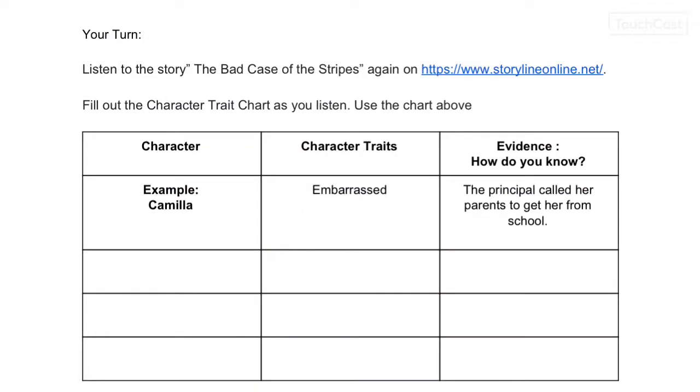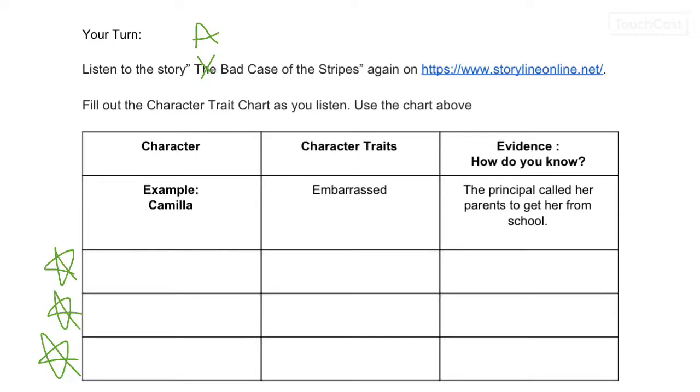All right, your assignment for today with character traits. You're going to listen to a story, and I'm sorry about that, it's a bad case of the stripes. So I apologize for having that in there because that messes up you finding the story. I'd like you to fill out the character chart for the story. There's 3 options here. I'm going to go over my example with you. I chose Camilla, the main character. At one point, she was very embarrassed, and the evidence I chose, she was embarrassed because the principal called her parents to come get her from school.